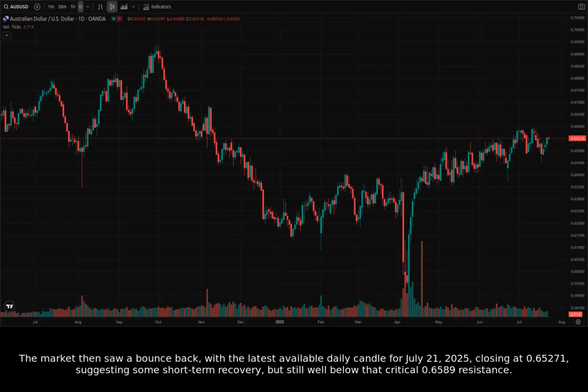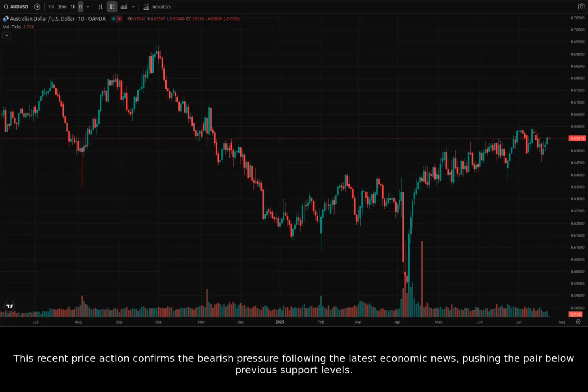The market then saw a bounce back, with the latest available daily candle for July 21, 2025, closing at 0.65271, suggesting some short-term recovery, but still well below that critical 0.6589 resistance. This recent price action confirms the bearish pressure following the latest economic news, pushing the pair below previous support levels.